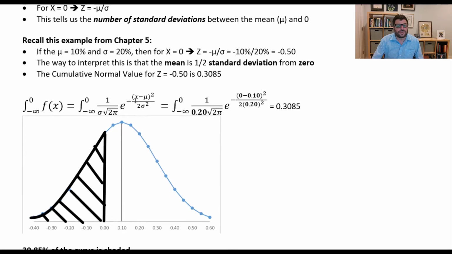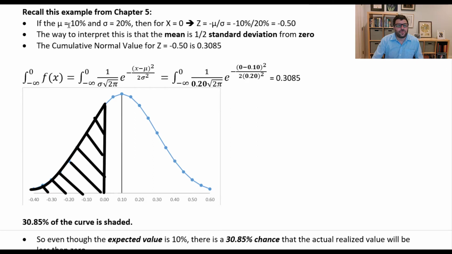You can recall this example from chapter 5 where we had mu equal to 10% and the standard deviation equal to 20%. For x equal to 0, the z-score is minus mu divided by the standard deviation, minus 10 divided by 20, and we get a half for our z-score. The way to interpret this is that the mean, 10%, is half of a standard deviation, which is 20%, away from 0. We expect a return of 10%, but how likely are we to actually have a return of 0?